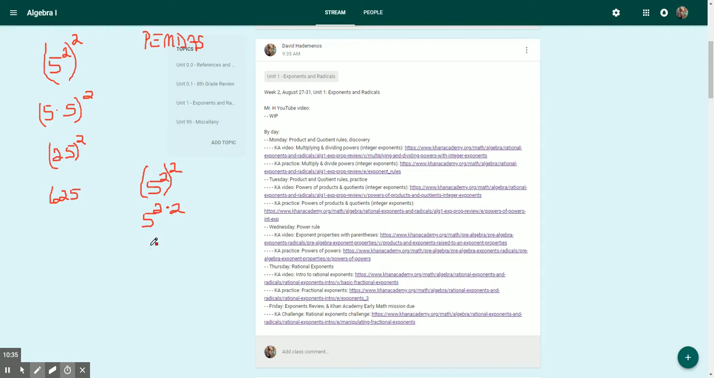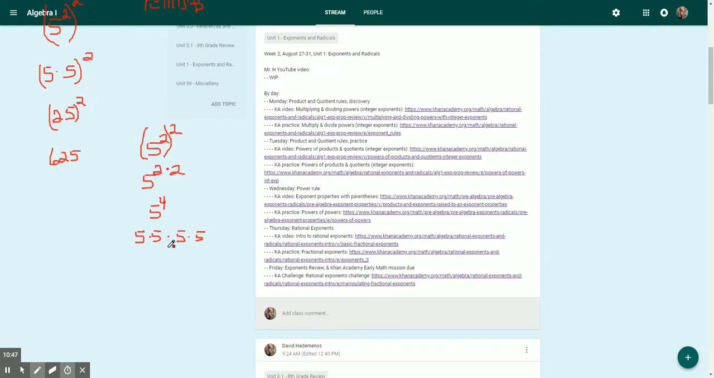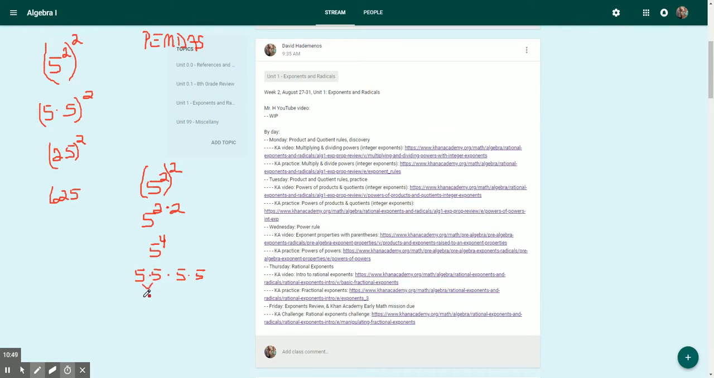And 2 times 2 is 4, so this is going to be 5 to the fourth power, which is 5 times 5 times 5 times 5. And 5 times 5 was 25, times 5 times 5 was 25, and then 25 times 25 was our 625.